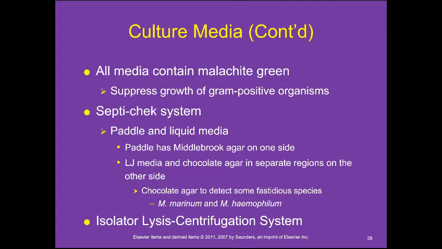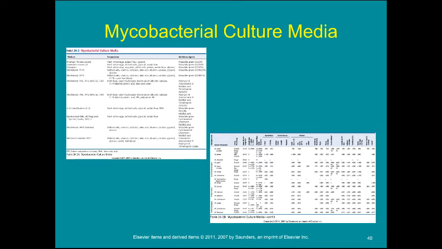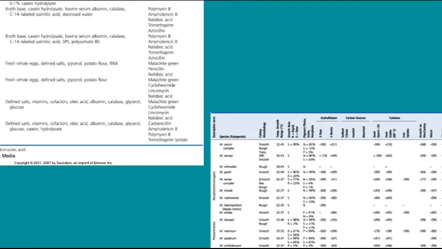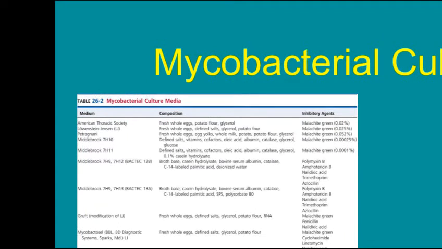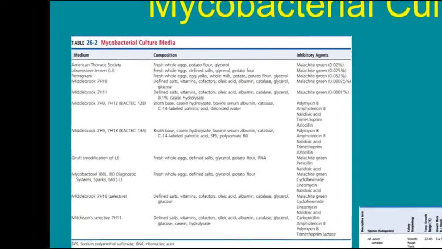You have your Septi-Chek system, the paddle and liquid media. The paddle has Middlebrook agar on one side, and LJ media and chocolate agar in separate regions on the other side. Chocolate agar is to detect some fastidious species like M. marinum and M. haemophilum. Also, you have your isolator lysis centrifugation system. So, these are some mycobacterial cultures. Please give yourself a chance to check on the composition of each agar.